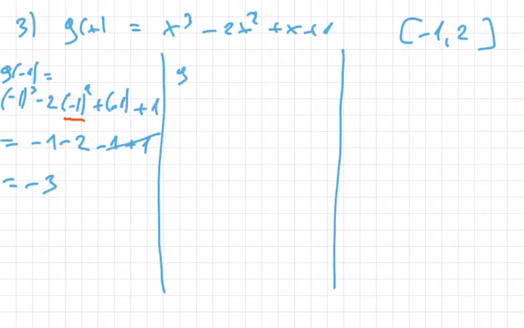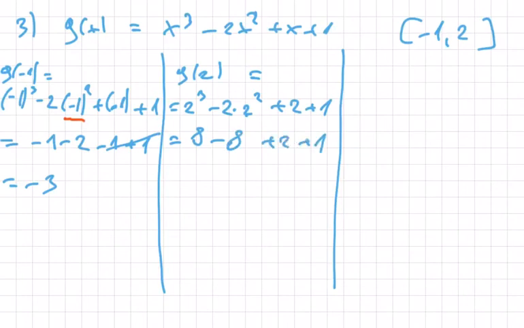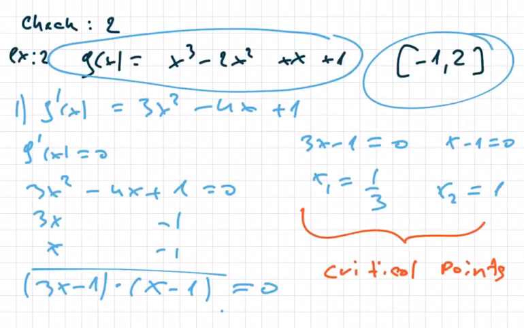Next is g of 2. It is equal to 2 cubed minus 2 multiplied by 2 squared plus 2 plus 1. It is equal to 8 minus 2 multiplied by 2 squared, which is 4, so minus 8, plus 2 and plus 1, it is equal to 3. Okay, and now we can find the absolute extremum, minimum and maximum values.